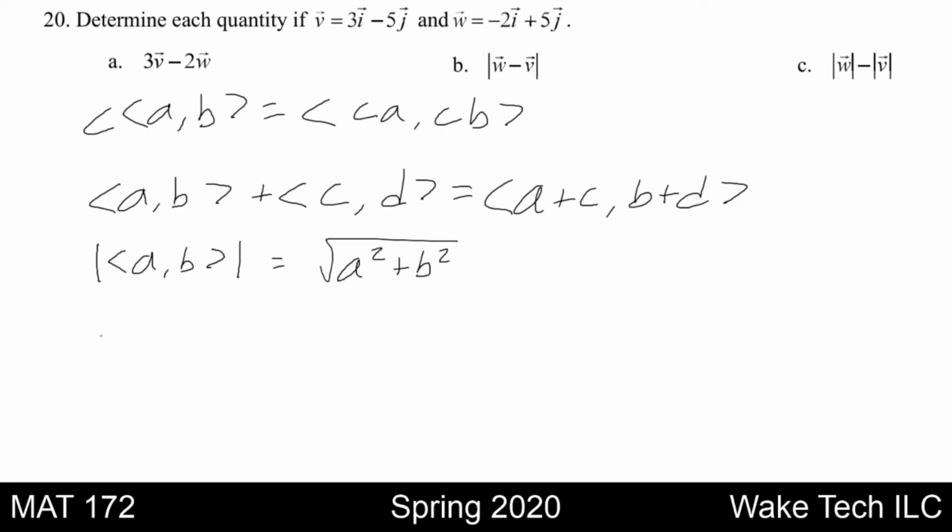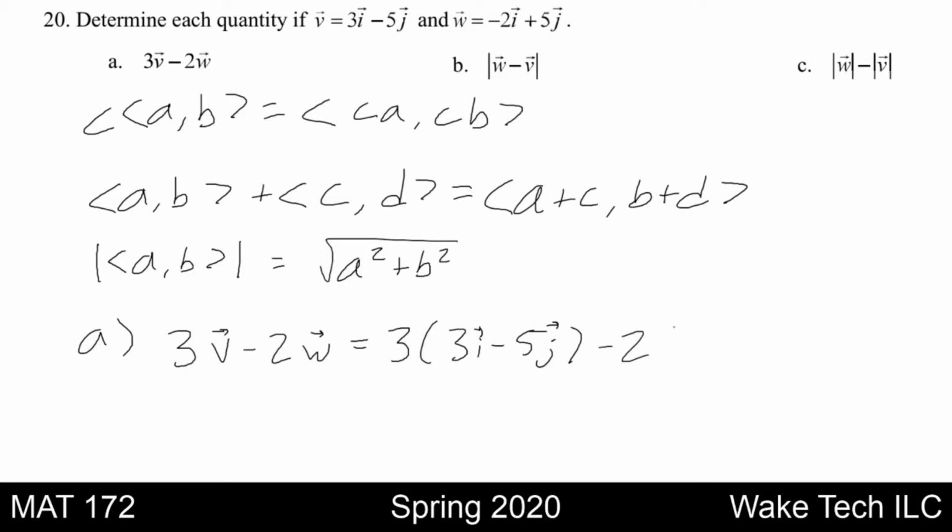So we can calculate, for instance, a here, which is 3v minus 2w. V and w being defined with v equals 3i minus 5j, i and j being the unit vectors in the horizontal and vertical direction, and w equals negative 2i plus 5j.